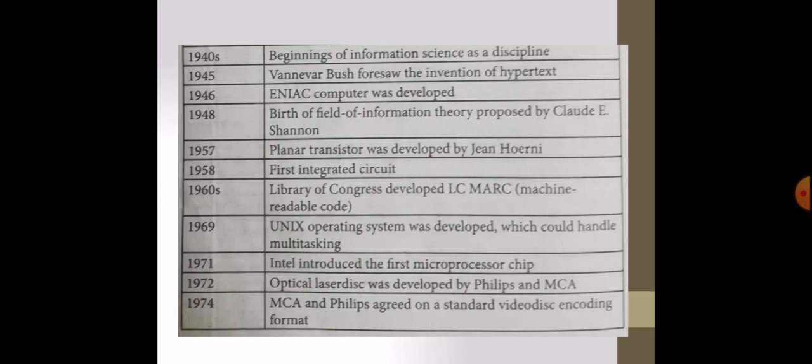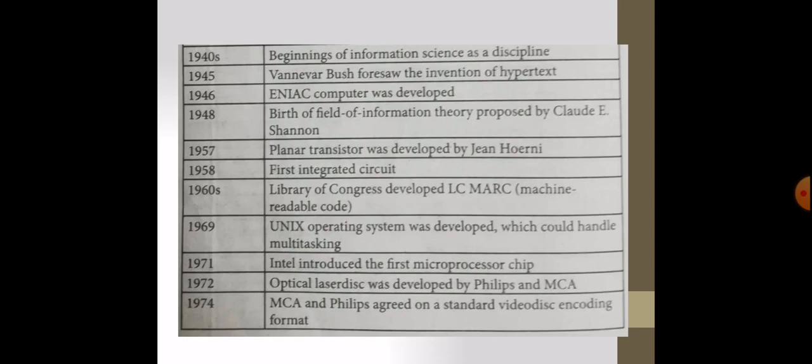In 1945, Vannevar Bush foresaw the invention of hypertext. In 1946, ENIAC computer was developed. In 1948, birth of field of information theory proposed by Claude A. Shannon. In 1957, planar transistor was developed by Jean Hoerni.